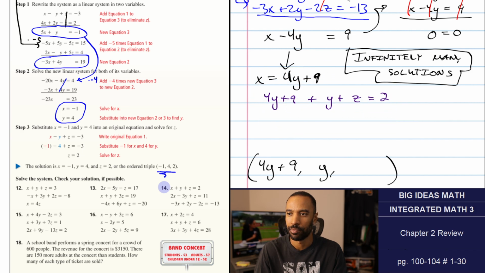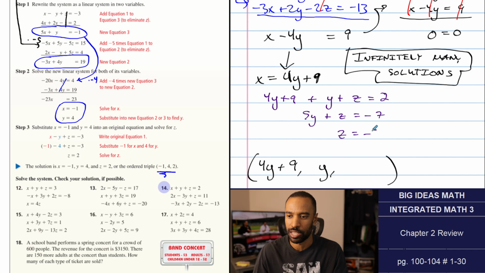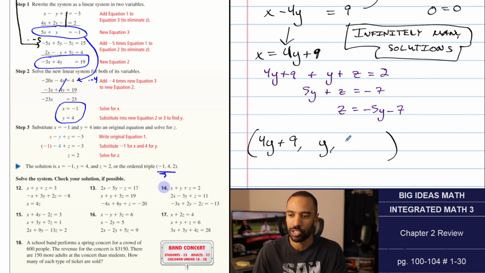So let's try that out. 4y plus y is 5y. If I subtract 9 over, I get negative 7. And now I subtract 5y over, I get z equals negative 5y minus 7. So that's z's value here in terms of y.